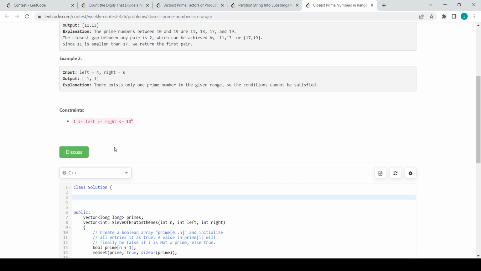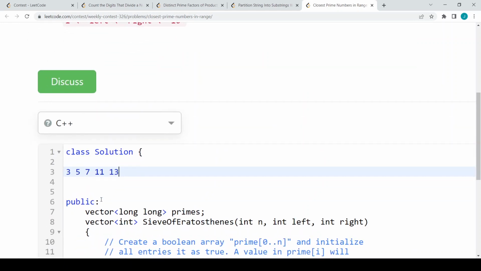If we take left as 3 and right as 15, then what are the prime numbers between 3 and 15? The prime numbers are 3, 5, 7, 11, and 13. These are the only prime numbers in the range 3 to 15. So this will be in sorted order. If we take one number from here and another number from here, then this becomes a huge difference.